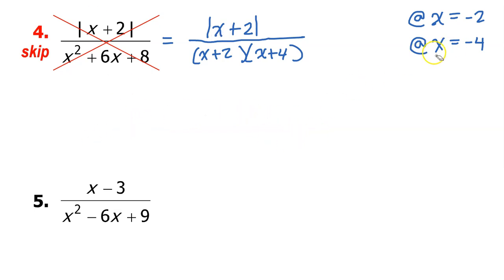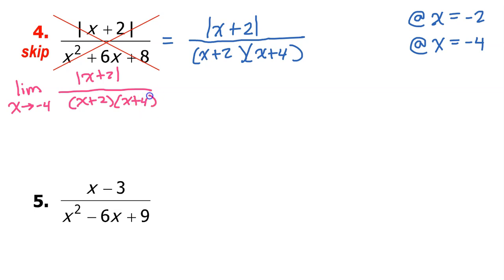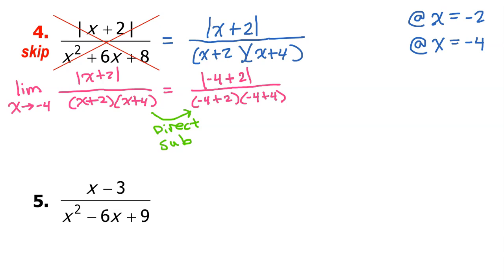I want to start with the discontinuity at x equals -4 because I think that one will be the easier one. So let's check the limit as x approaches -4 of the absolute value of x plus 2 over x plus 2 times x plus 4. If this limit exists, then we have a removable discontinuity. Let's try direct substitution. Direct sub gives us this.